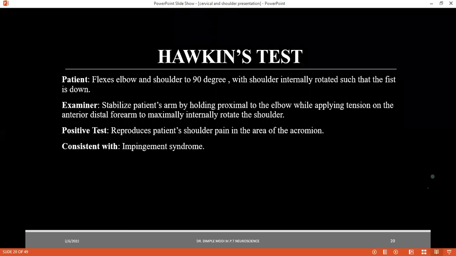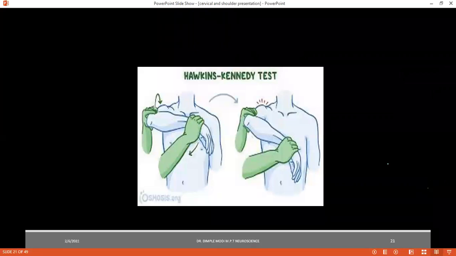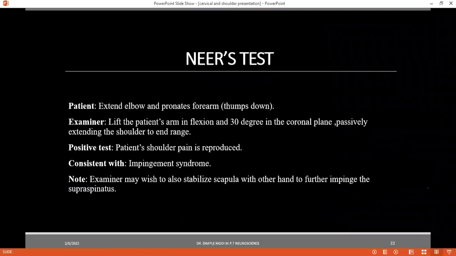Okay. So if there is a pain in the area of the acromion, that is the impingement syndrome. So for impingement, you have to do the Hawkins test like this. You have to resist down at the wrist joint and you have to stabilize at the elbow. And you have to just resist the movement. If the patient produces pain at the AC joint, that means it is an impingement syndrome.